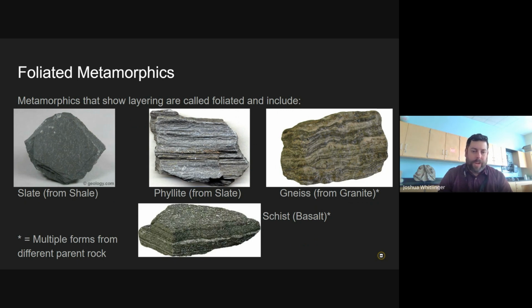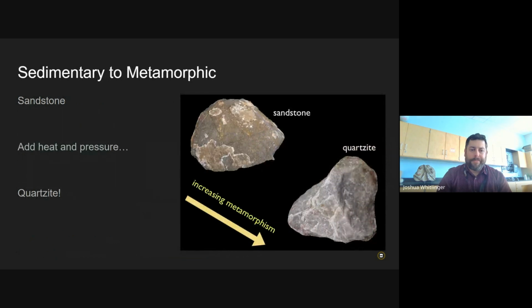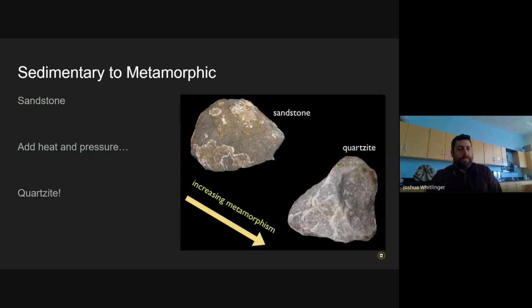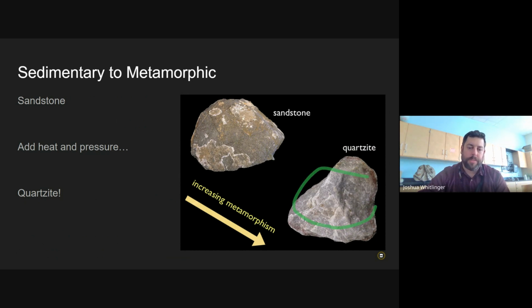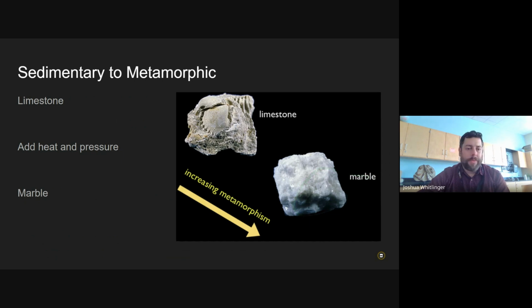Phyllite, gneiss is from granite. Schist comes from basalt. This word right here is called schist. So here we go. Sandstone. We could take a little bit of sandstone and add some heat, a little bit of pressure because it's buried, part of the lithification process. And then that will reignite those grains into quartzite. Perfect. And then we've got sedimentary limestone into marble. Now, here's what's also amazing.